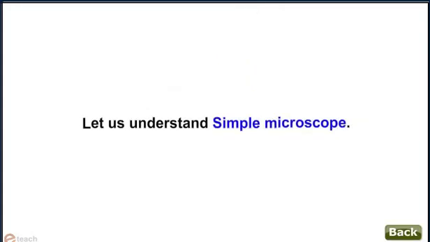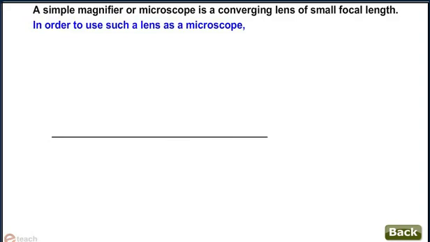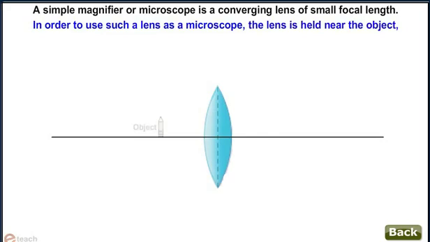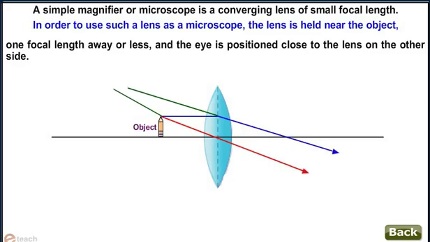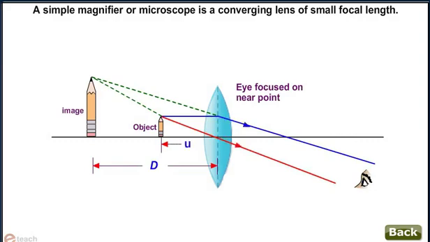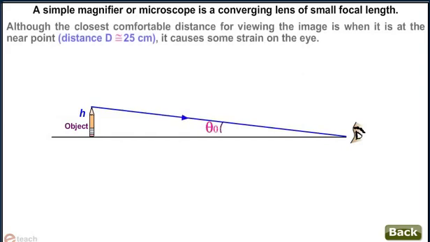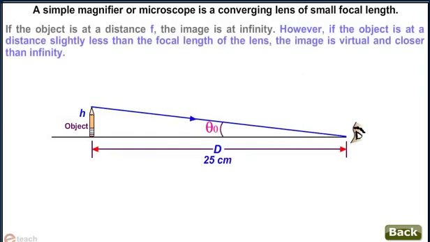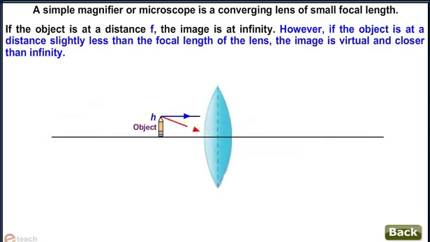Let us understand simple microscope. A simple magnifier or microscope is a converging lens of small focal length. In order to use such a lens as a microscope, the lens is held near the object, one focal length away or less, and the eye is positioned close to the lens on the other side. If the object is at a distance f, then the image is at infinity. However, if the object is at a distance slightly less than the focal length of the lens, the image is virtual and closer than infinity.